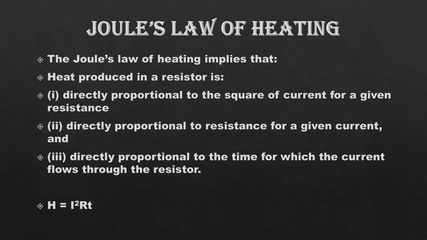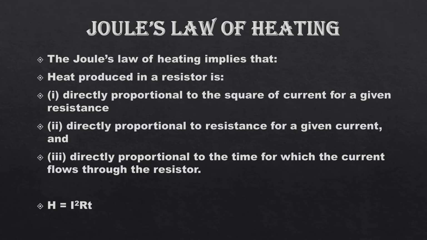This is the second law you are studying in this chapter, Joule's law of heating. Previous was Ohm's law. This is another very important law. Joule's law of heating. It implies that heat produced in a resistor has 3 points. Heat is directly proportional to the square of current. Looking at the formula, H is equal to I square, so it is directly proportional to the square of current. Yes, it is directly proportional to resistance for the given current. Yes, and it is directly proportional to the time for which current is flowing through the resistor or through the conductor.